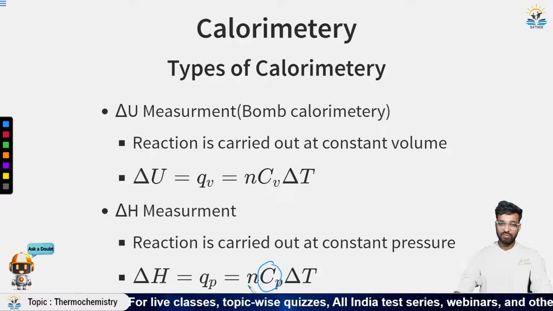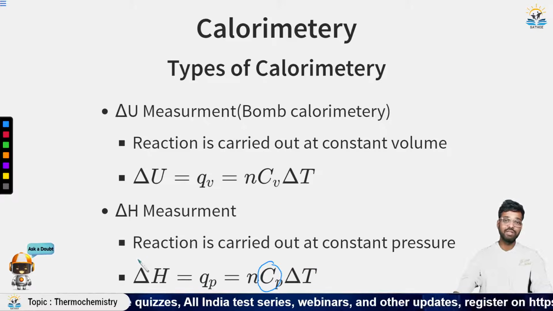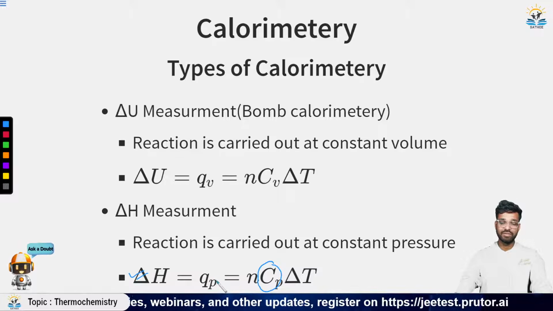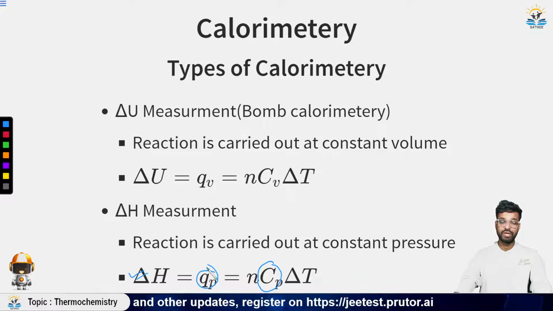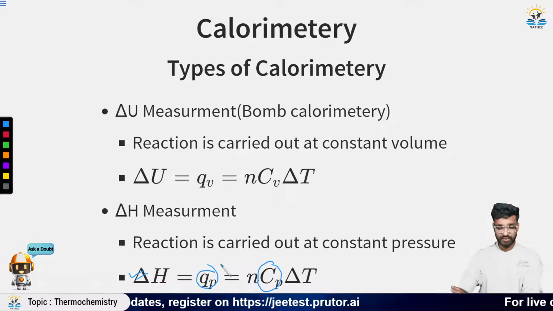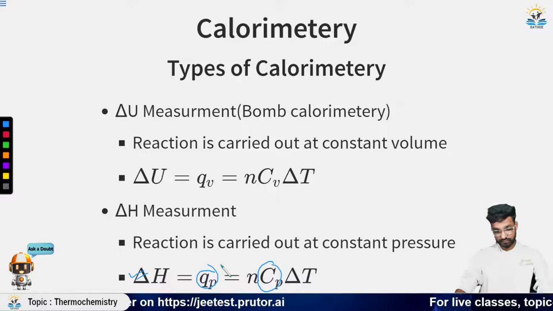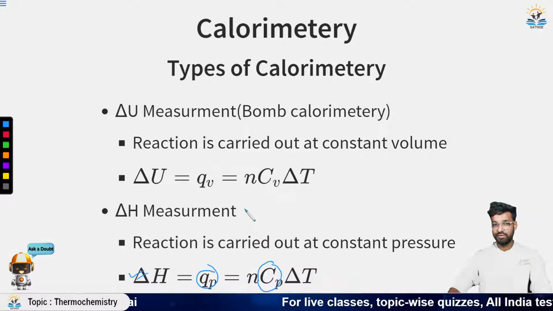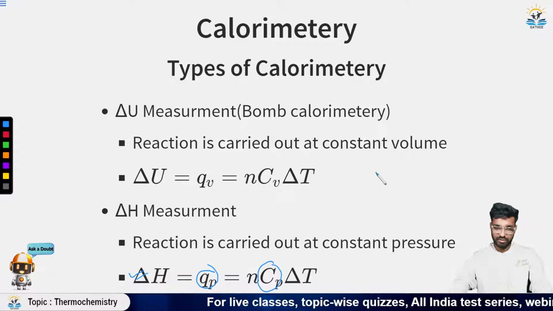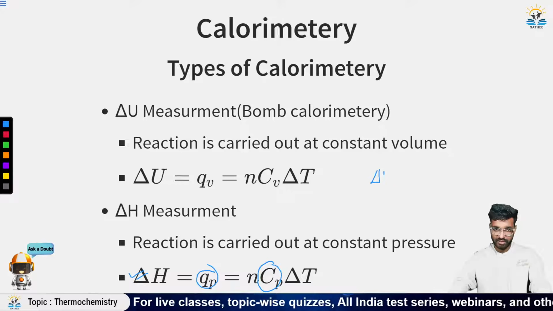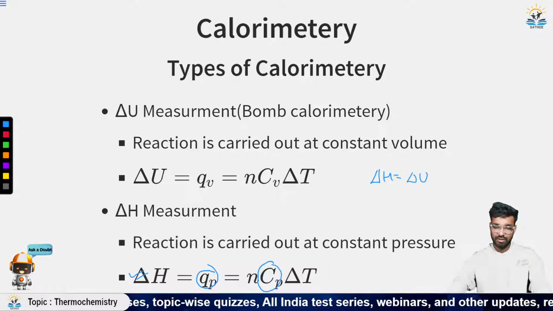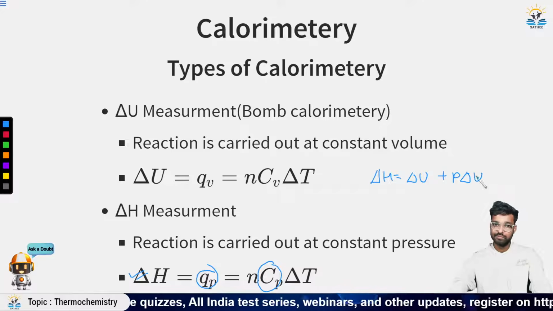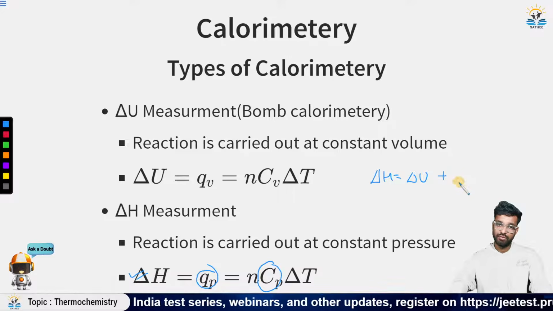Then we know the number of moles, meaning the amount of substance that we are taking. Then we know the temperature change, and we simply calculate delta H. And here also we know very well that delta H is equal to QP, because delta H is equal to delta U plus delta PV. Those who are not aware of it: delta H is equal to delta U plus P delta V. Sorry, delta PV as a whole.